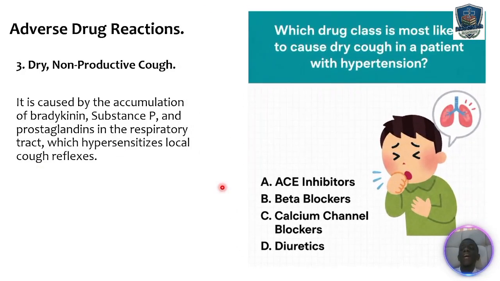Now, maybe this is a sample from a question that I saw somewhere in an exam, asking which drug class is most likely to cause dry cough in a patient with hypertension. So if a client is using an antihypertensive and suddenly develops a persistent dry cough, there's a higher chance that the drug causing this is angiotensin converting enzyme inhibitors. So here our answer will be choice A. Angiotensin converting enzyme inhibitors lead to an elevation of bradykinin, which will lead to a dry, non-productive cough.